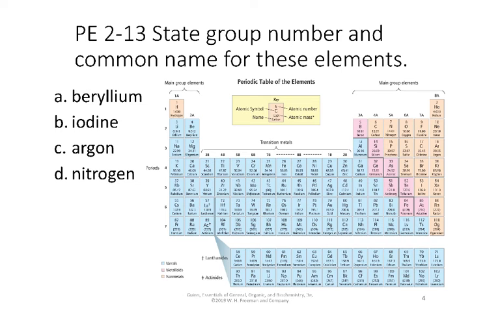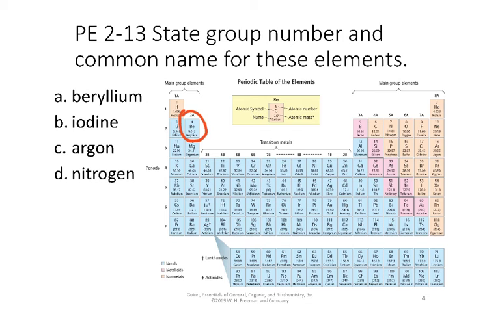But there is a hint that we're looking for group numbers and common names, and so we're probably looking at the main group elements. And basically, you'll get some practice and become more familiar with where elements are as you spend time doing problems like this. All right, so first we need to find them. So beryllium is here. And this table has the name and the atomic symbol. Some tables only have the symbol. It's helpful to have the name.